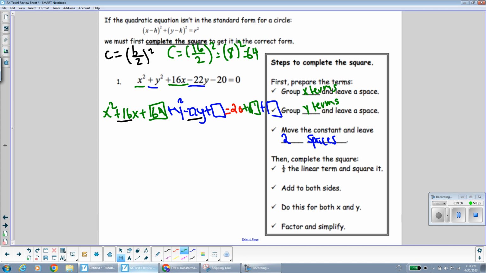Let me make that a little bit more clear. That is a 64. There we go. That's a little bit neater.